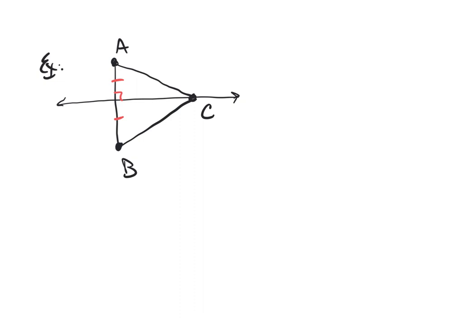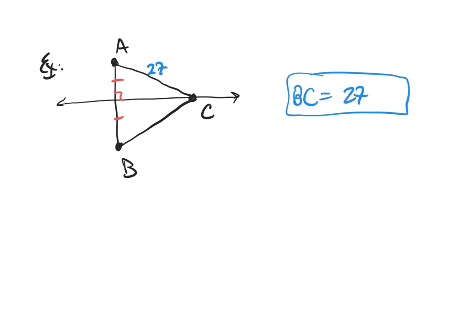So if I were to give you a numerical problem and tell you this distance is 27, and then ask the question, can you find the length of BC? The answer is sure, because that distance has to be exactly the same. So this distance would also have to be 27, because the theorem says those two distances have to be the same.